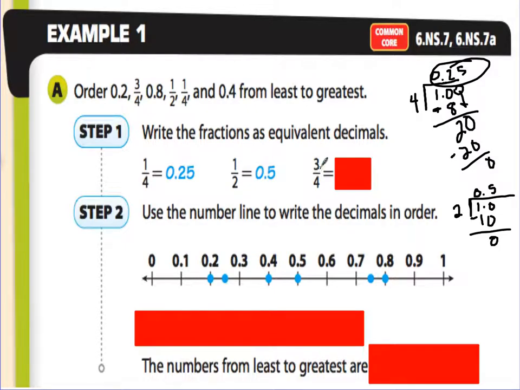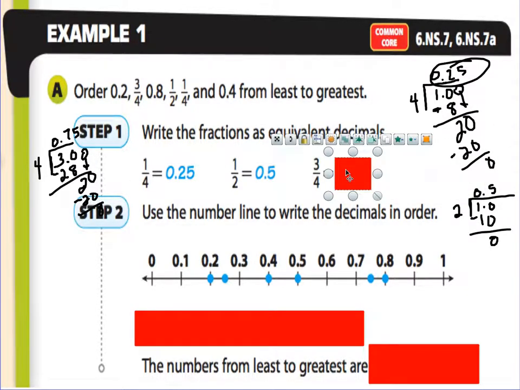And then here I have 3/4, so I have 3 divided by 4. Again, 4 can't go into 3, so I know I'm doing it right because I have that 0 in front of the decimal. 4 goes into 30 7 times, minus 28 is 2. Add the 0, bring it down, goes in 5 times, and I get 0 left over. So 3/4 is equivalent to 0 and 75/100.